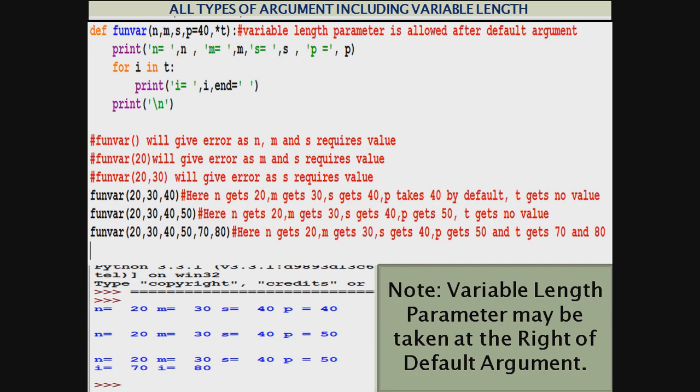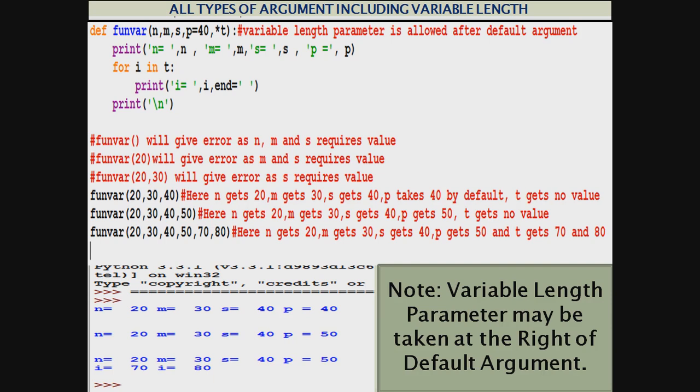But when you call funvar with 20, 30 and 40, n takes 20, m takes 30 and s takes 40. And p takes the default value 40, and we give nothing to t. No problem. T is not going to show its value, but n, m, s and p are going to show the value. You can well see.